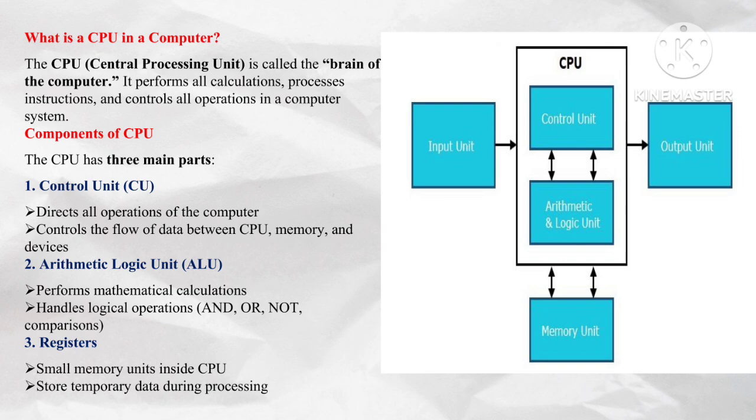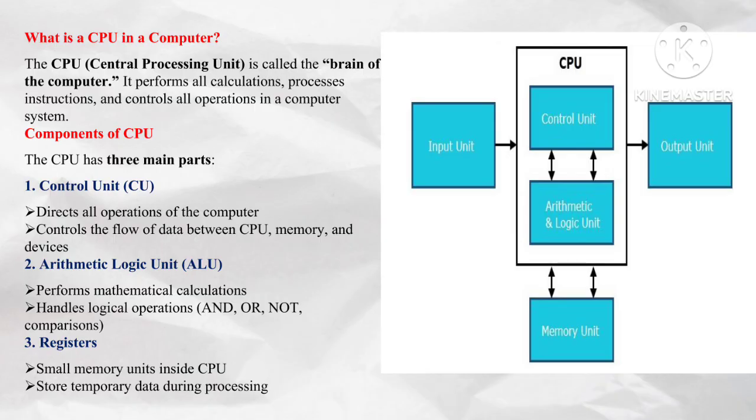CPU, Central Processing Unit. What is a CPU in a computer? The CPU, Central Processing Unit, is called the brain of the computer. It performs all calculations, processes instructions, and controls all operations in a computer system. Let us see the components of CPU. The CPU has 3 main parts.